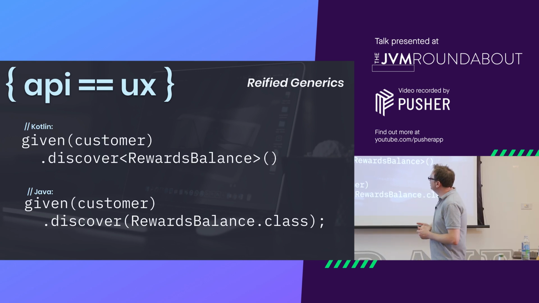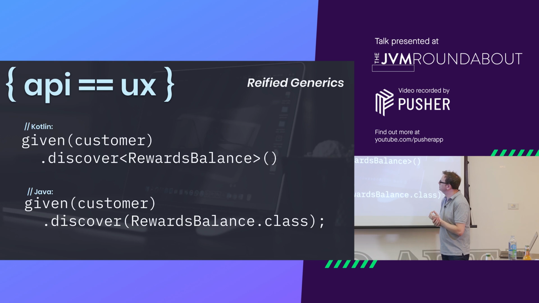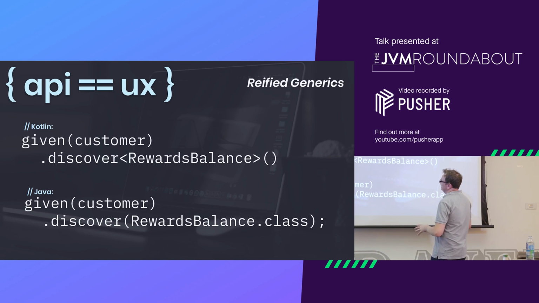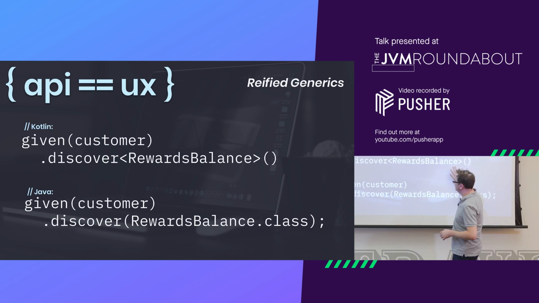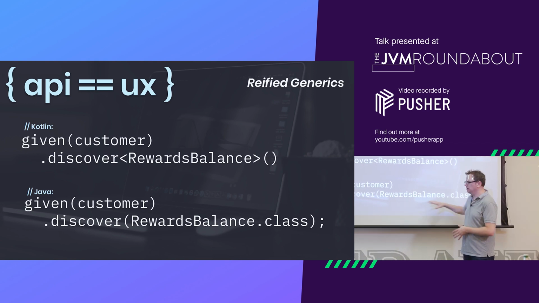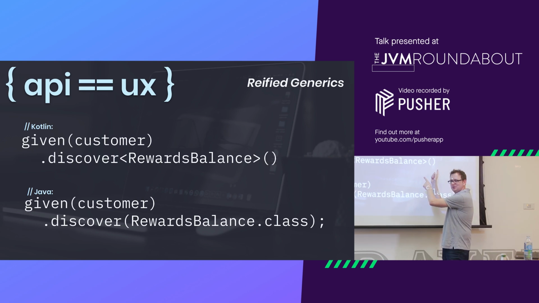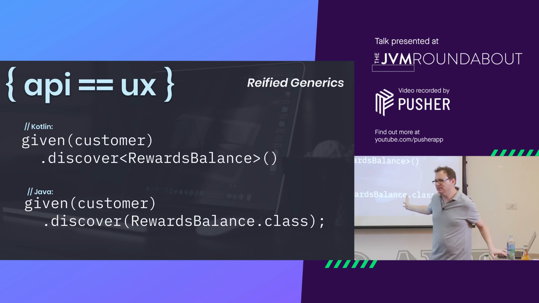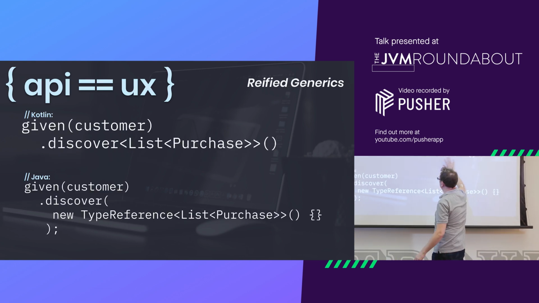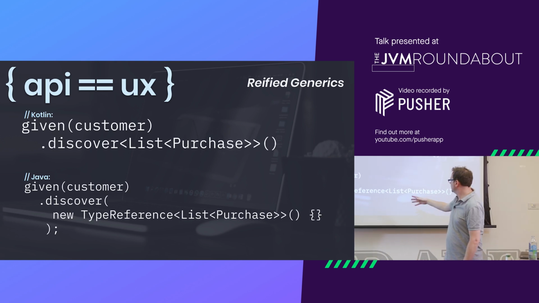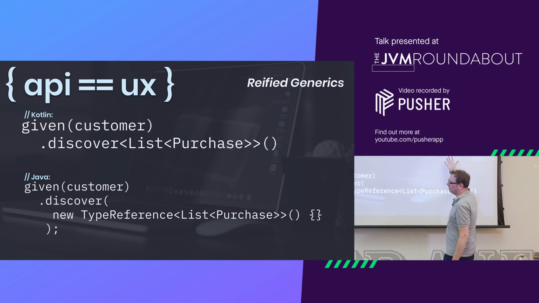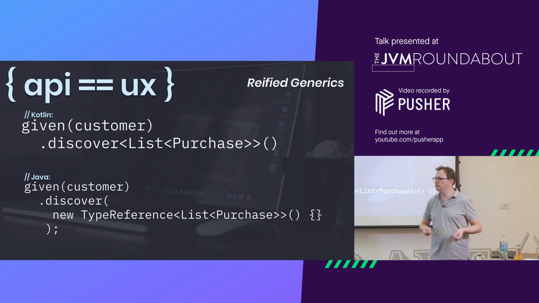Reified generics are another really funky thing in the Kotlin ecosystem. They work around some of the type erasure that happens in JVM land. For us it's: given a customer, discover a rewards balance, right? And you have the same thing down here, given a customer, discover a rewards balance, but in Java you've got dot class, and in Kotlin you don't. But it doesn't make a big difference in this kind of space. Then when you start to get into generics upon generics, here, discover a list of purchases. In Java, you've got to new up one of these type references, and it's just not as clean, right? It's the little things like this. The Kotlin API is just cleaner. The signal-to-noise ratio is much better.